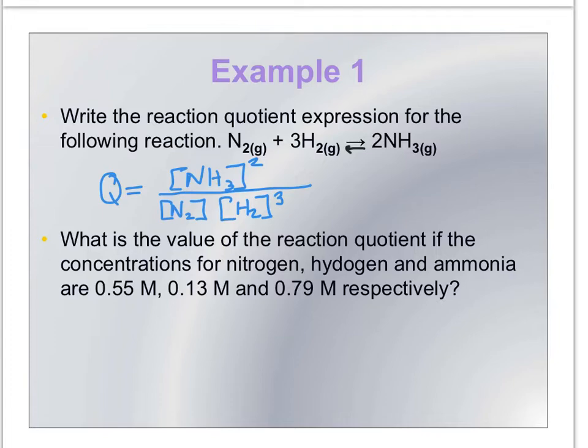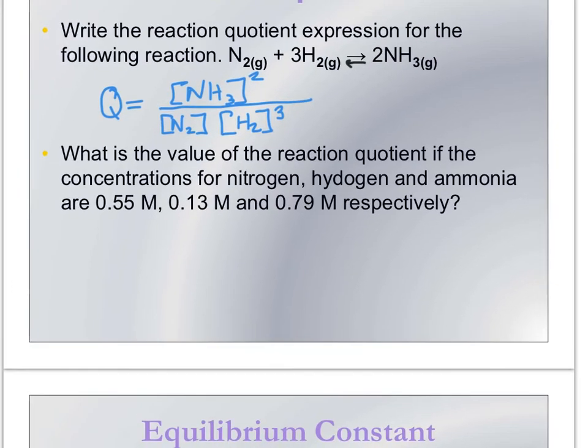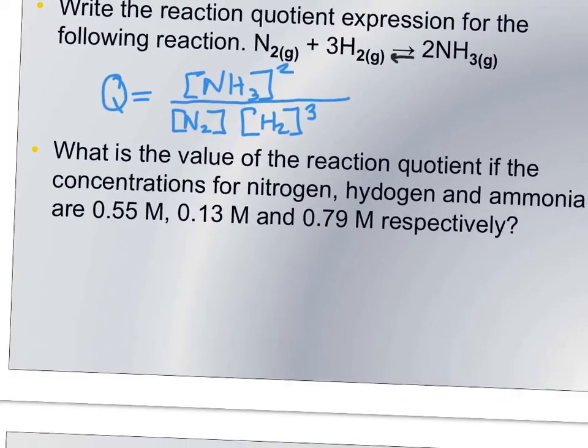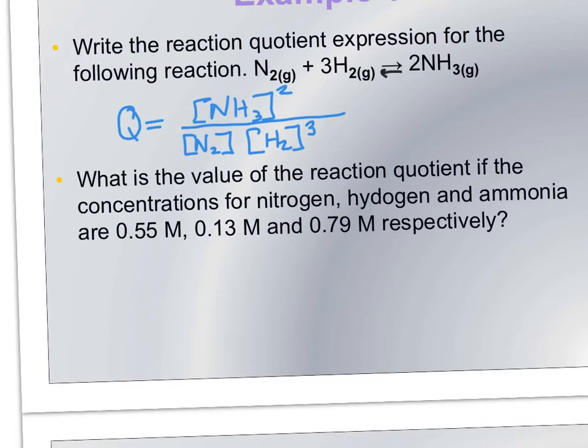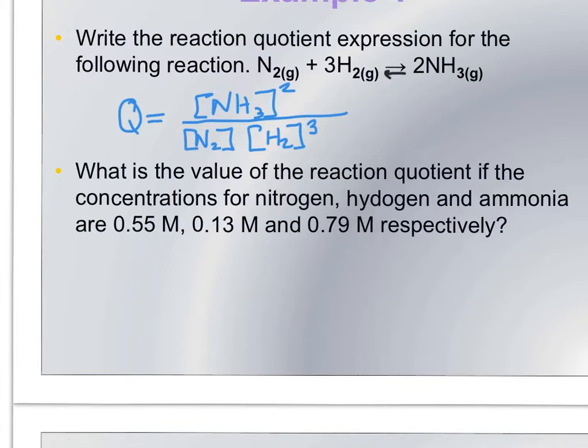Let's take a look at the next example. So the next example says, what is the value? So they want an actual quantity or actual number, the value of the reaction quotient, if the concentrations for nitrogen, hydrogen, and ammonia are given to us respectively. So if this was the question, you'd write the reaction quotient expression first. So you'd write this out first, and then you just plug in your values.